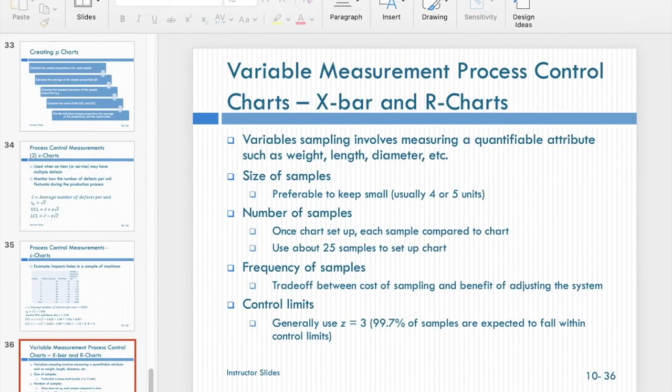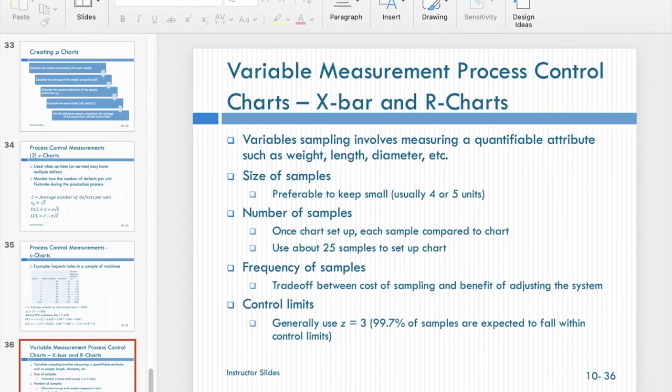Now we will start to talk about the last two charts, which measure some variable measurement during this process control procedure. As we show here, this variable sampling can measure a quantifiable or quantitative attribute, such as the weight, the length, or the diameter of the products.